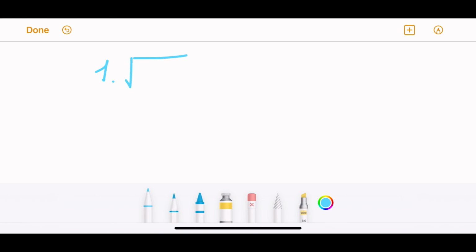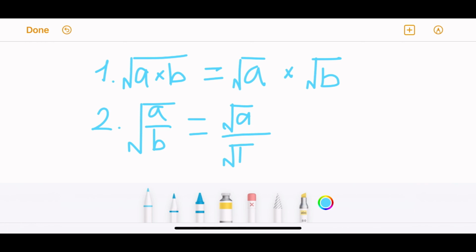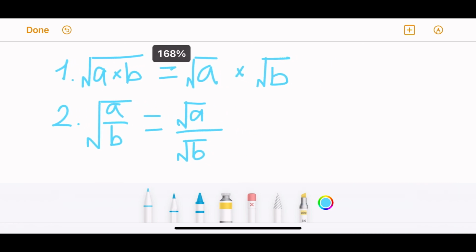So the first rule is square root of a multiplied by b can be simplified to just square root of a multiplied by square root of b. You can separate them like that. The second rule is square root of a over b equals, you can also separate that, square root of a divided by square root of b. So in cases of multiplication, which is the first case, and division, the second case, you can separate the roots and still get the same answer.